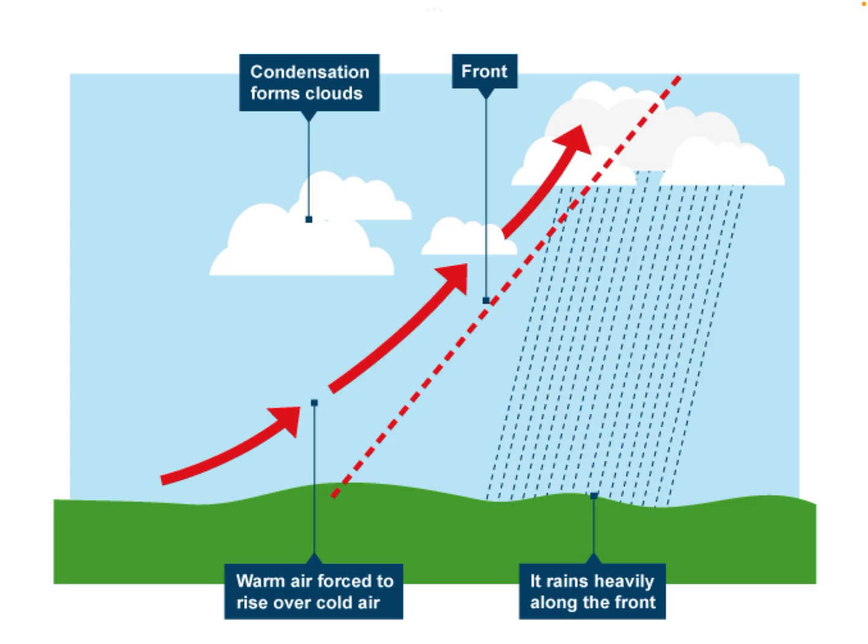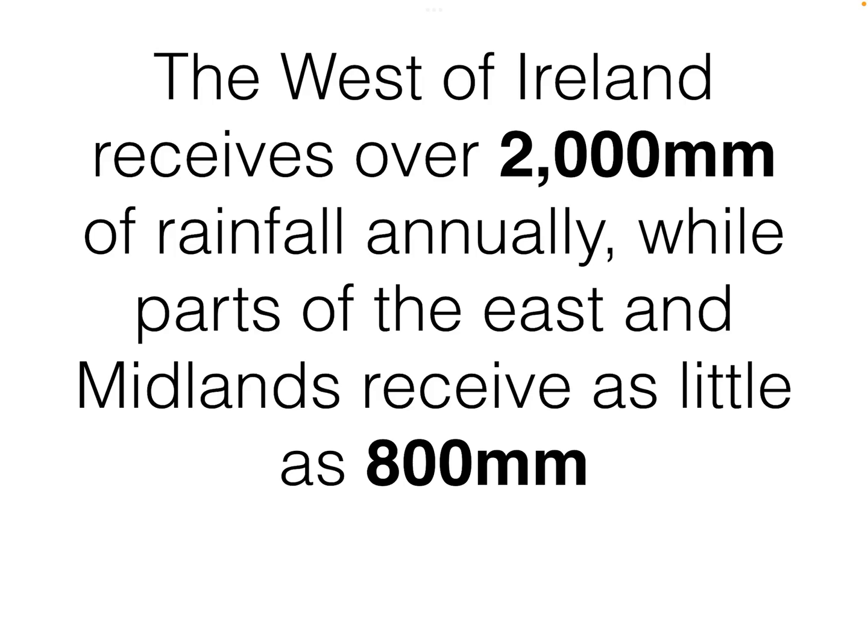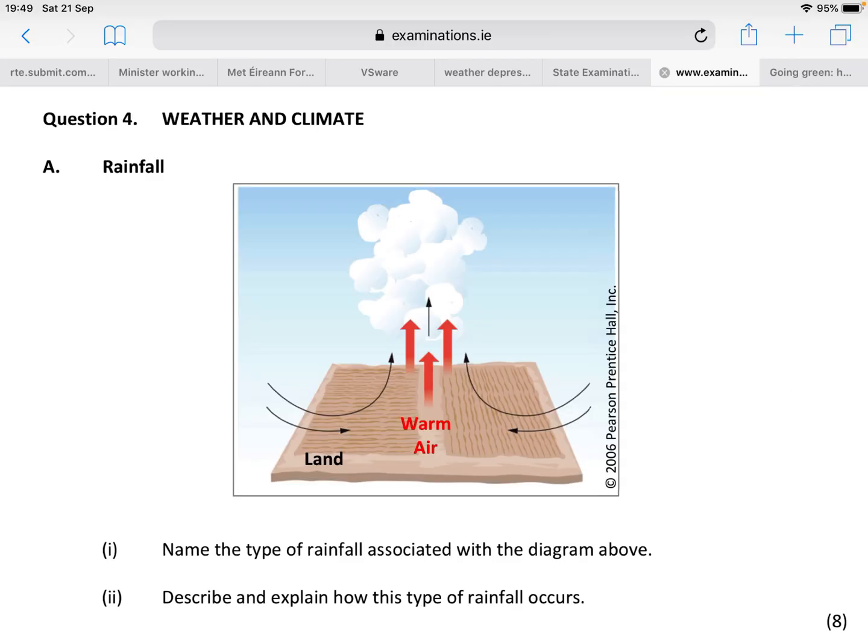So that's cyclonic rainfall. Okay, so the west of Ireland receives over 2,000 millimetres of rainfall annually, as opposed to the Midlands and the east, which receives only 800 millimetres. So that's down to our relief rainfall. Okay, so I hope that helps.